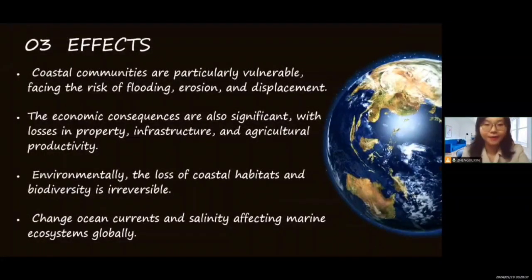So the third one is effects. The impact of rising sea levels is profound and diverse. Coastal communities are particularly vulnerable, facing the risk of flooding, erosion, and displacement. The economic consequences are also significant, with loss of property, infrastructure, and agricultural productivity. Environmentally, the loss of coastal habitats and biodiversity is irreversible. Moreover, the effects extend to other regions as well, with changing ocean currents and salinity affecting marine ecosystems globally.